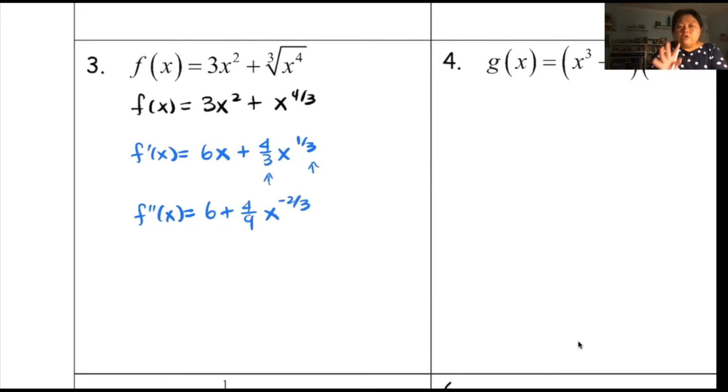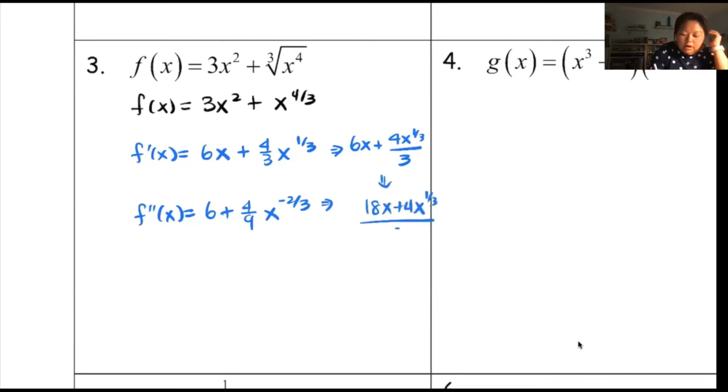Now, because you have created more fractions here, you really want to be in a good habit of rewriting this. The first term you could rewrite too, so we actually should. We want to rewrite all these into fractions so it's a lot easier to work with later on. So this will become 6x plus 4x to 1/3 all over 3. Oh, that one's over 3. So you want a common denominator, and hence making this 18x plus 4x to 1/3 all over 3. All right, so that will be your first derivative.